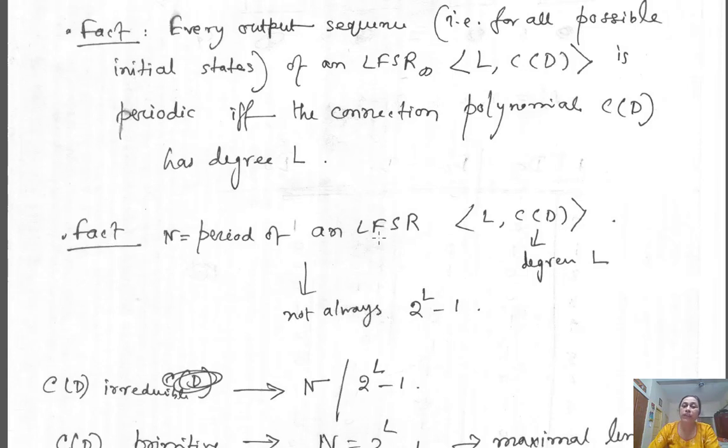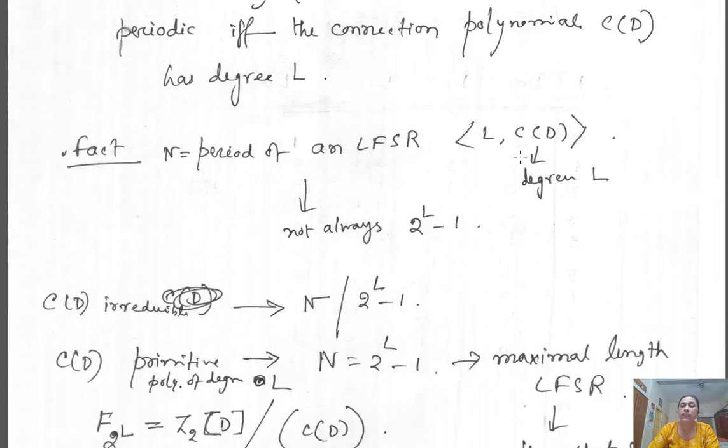So the fact is, if n is the period of an LFSR (L, CD), where CD has degree L, that means it is periodic with period n. If CD is irreducible, then this n is a divisor of 2 to the power L minus 1. So the period may be smaller than this, but it is always a factor of 2 to the power L minus 1. N must divide 2 to the power L minus 1.